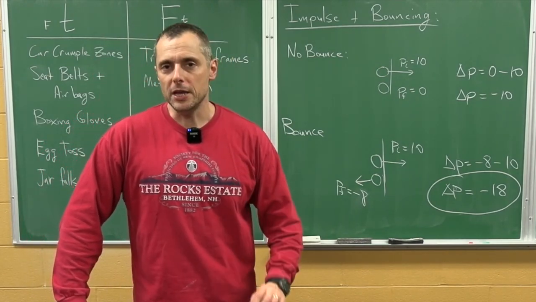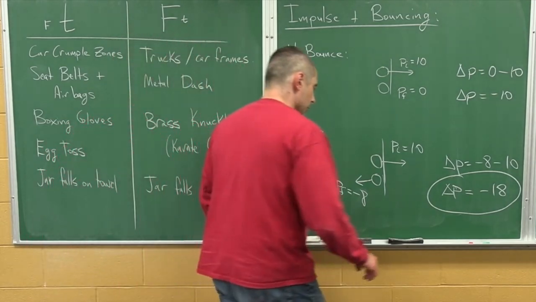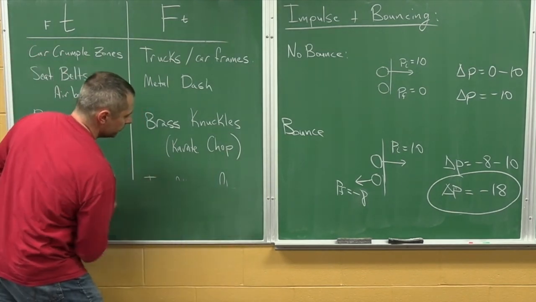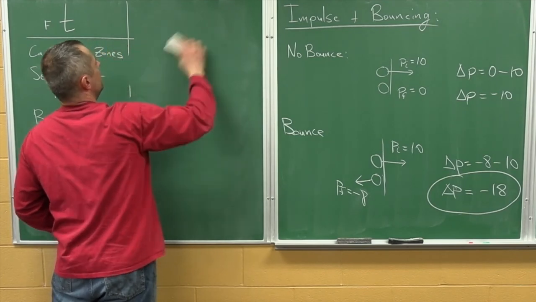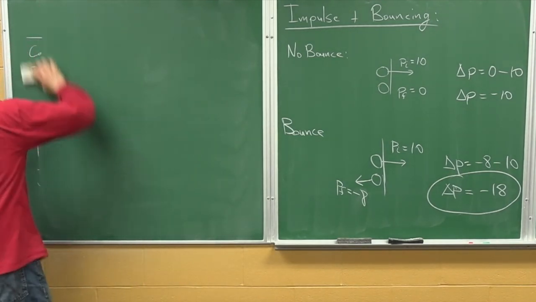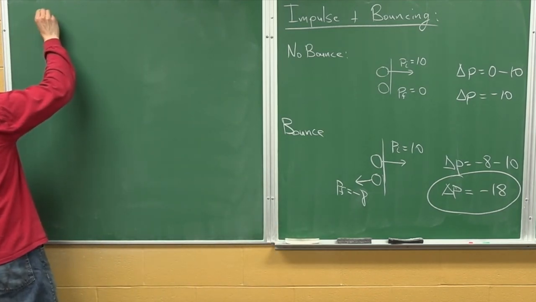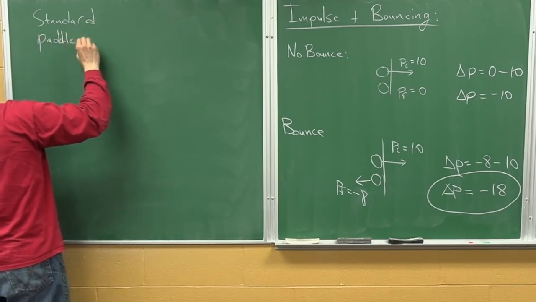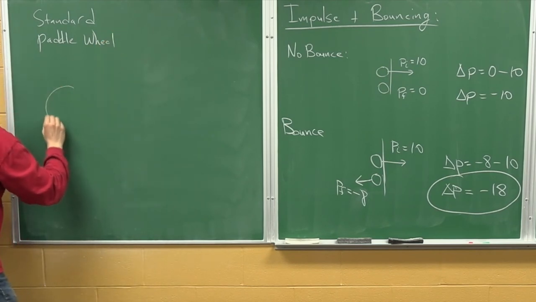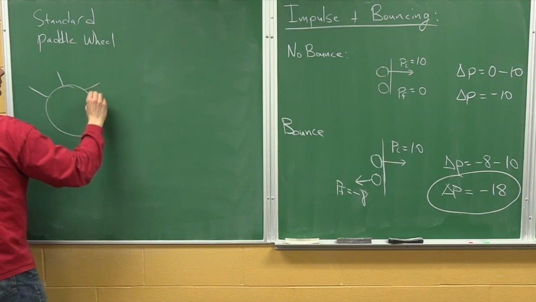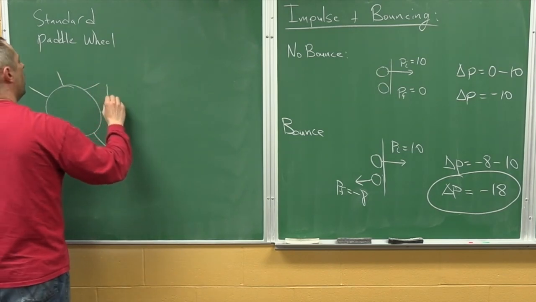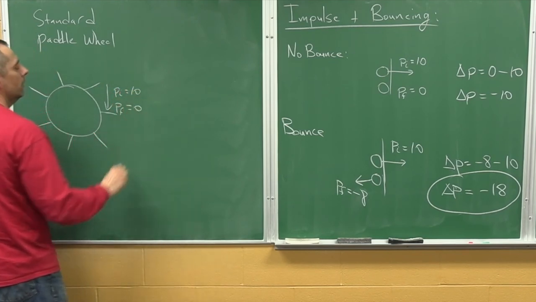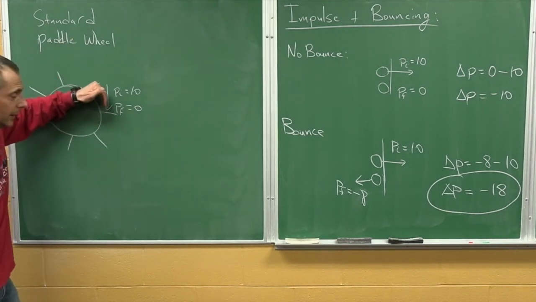So one application of this in the old days, give you a chance to jot this down. So in the old days, before there was electricity, people did things with water and mills. So the standard paddle wheel just had wood like this, and then the water went from P initial, maybe 10, let's say 10, to P final equals 0. So there was no bounce to the water, just hit the thing and stopped.